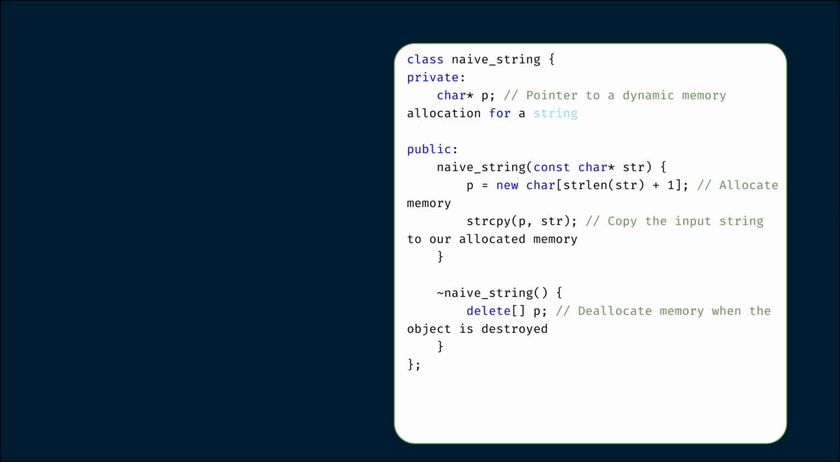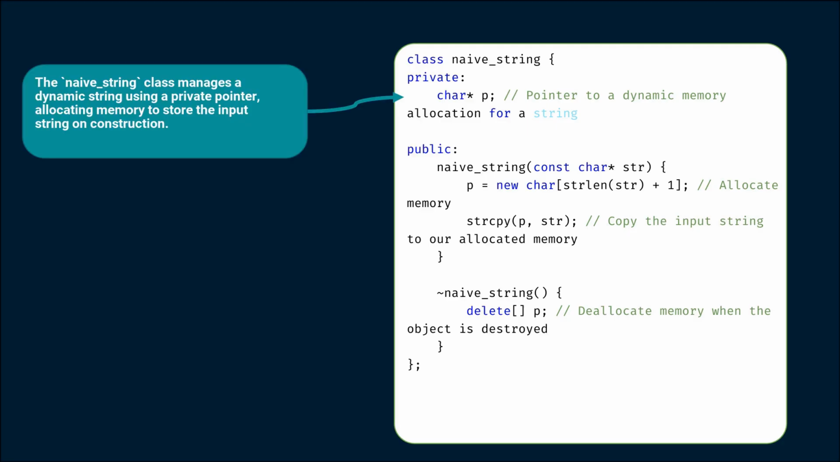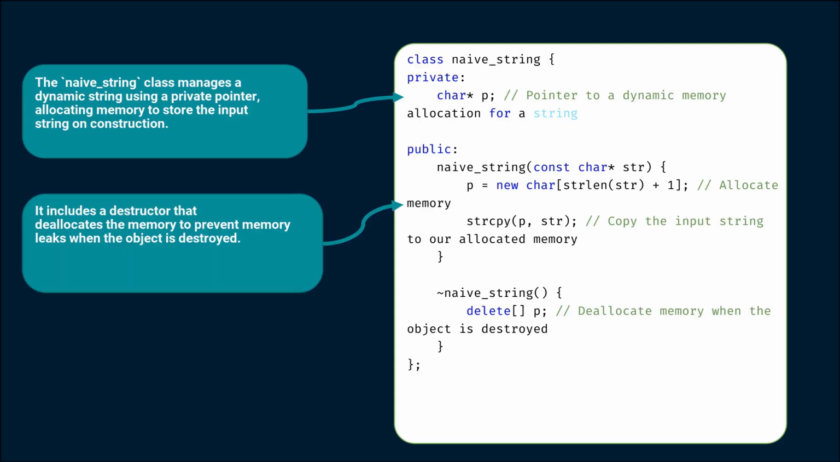Now, let's take a look at how we can implement our naive string class, which really highlights the core concepts of dynamic memory management in C++. This class starts off with a private member, p, defined as a pointer to char, which will hold our dynamically allocated string. So, in the constructor, we take a C-style string as input and allocate sufficient memory on the heap to store that string. Don't forget, we also add an extra byte for the null terminator.